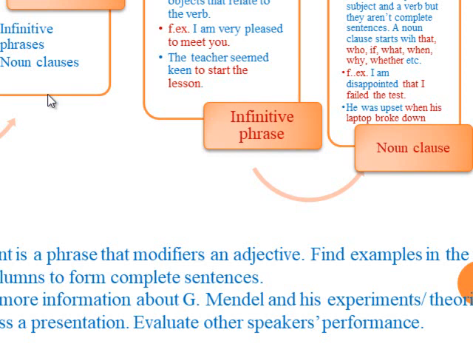And to practice this grammar item, you have to do exercises 7 and 8 on page 9 from your student's book. In exercise 7, you have to find examples in the text with infinitive phrase and noun clause. In exercise 8, the task is to match two columns to form complete sentences.